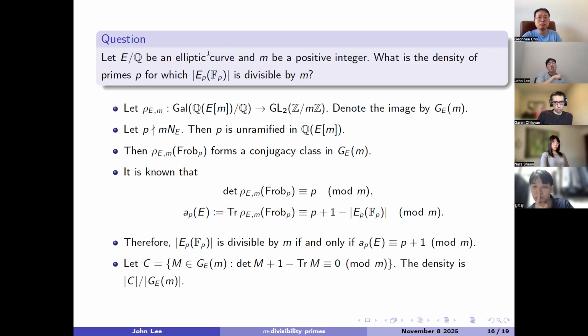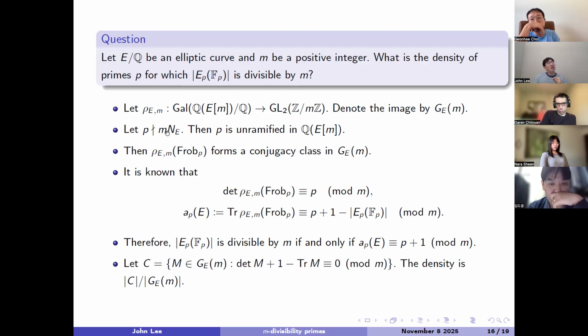In the earlier slide, we saw a particular elliptic curve where the size of E(F_7) is 12. So in this case, that one is divisible by 2 and 3. But in general, if I just pick a random integer m and study how often this number is divisible by m, what is the density? So we use a Galois representation mod m. First we consider the mod m Galois representation and define the image by G_m.